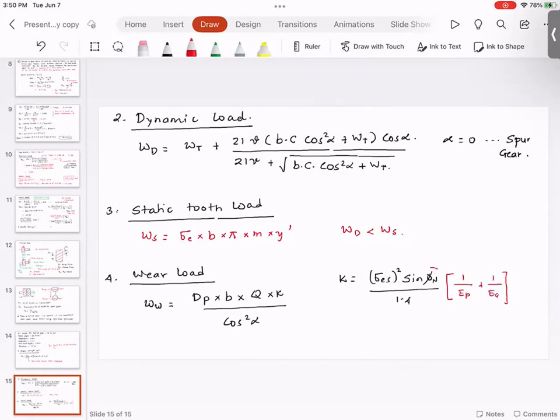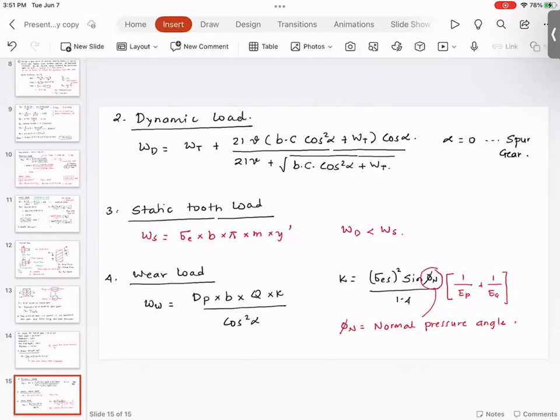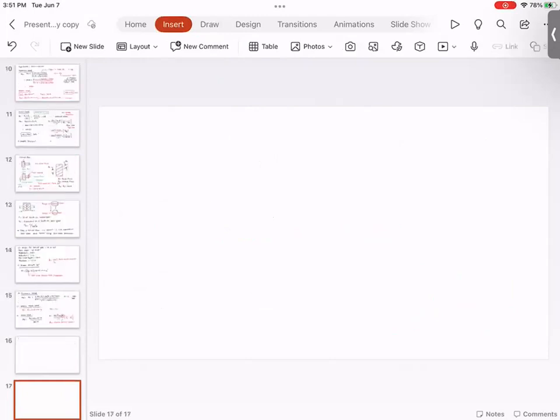So this Cn is called the normal pressure angle. And we have to find out this normal pressure angle from the given equation. Okay, so the next part is the shaft design.